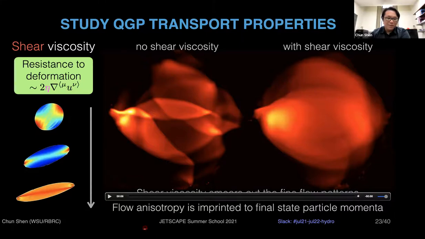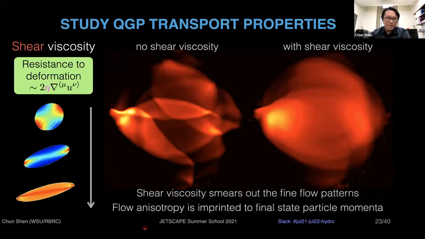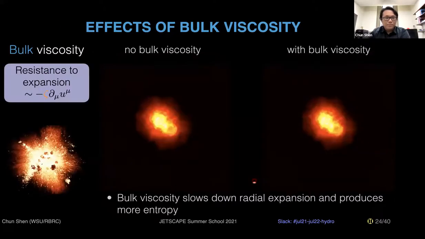And then we discussed that the hydrodynamic expansion will basically imprint the energy density into flow patterns. And then these flow patterns will eventually imprint into final state particles' momentum information, and then be detected by the detector.